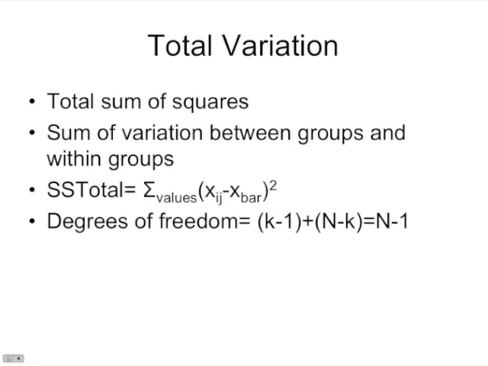Total variation is the total sum of squares. It is also the sum of the variation between the groups and the sum of the variation within the groups. So as you can see in our equation, SS total is the difference between the individual data points and the overall mean, squared. The degrees of freedom for the total variation is just the sum of the degrees of freedom from the previous two slides, and that ends up being big N minus 1.